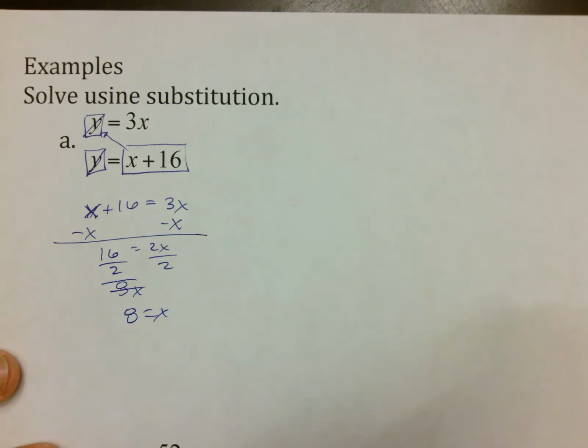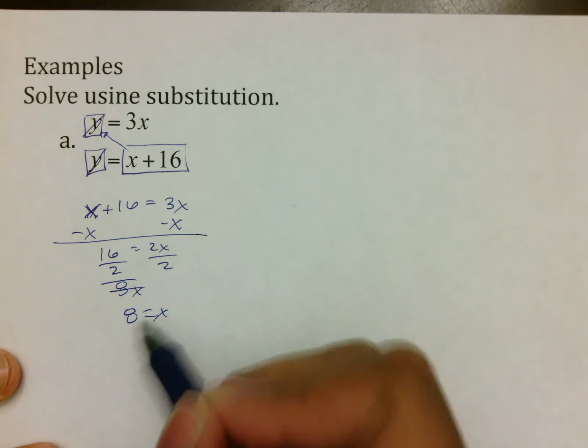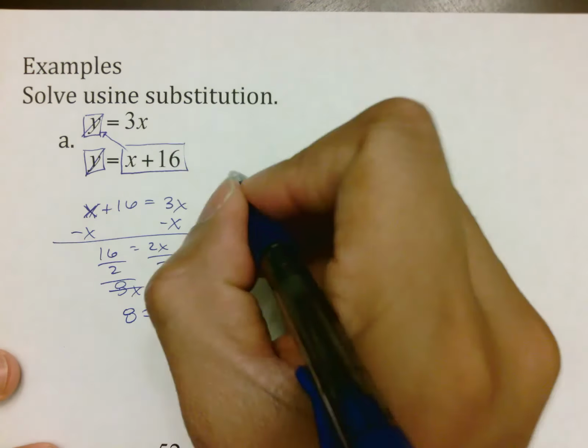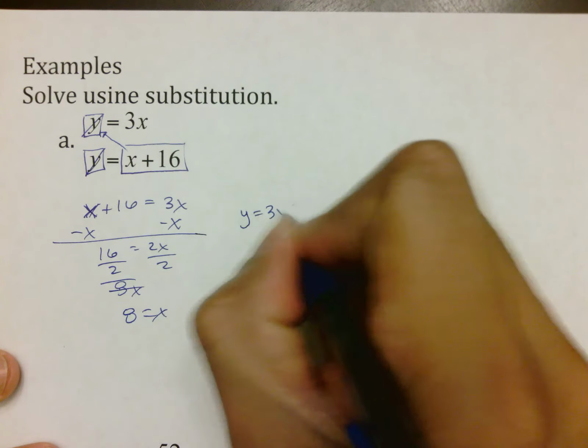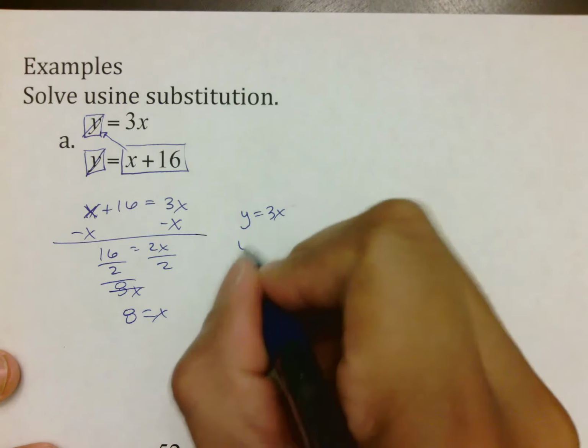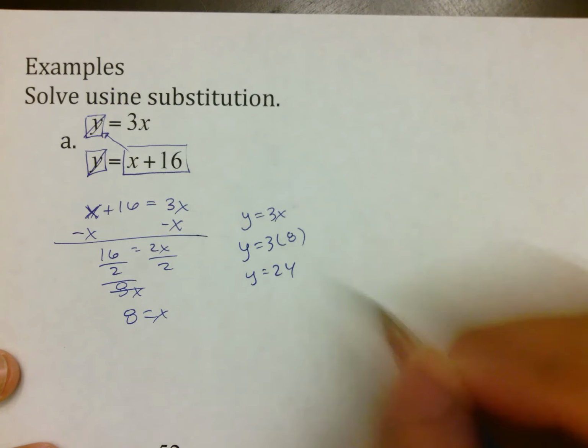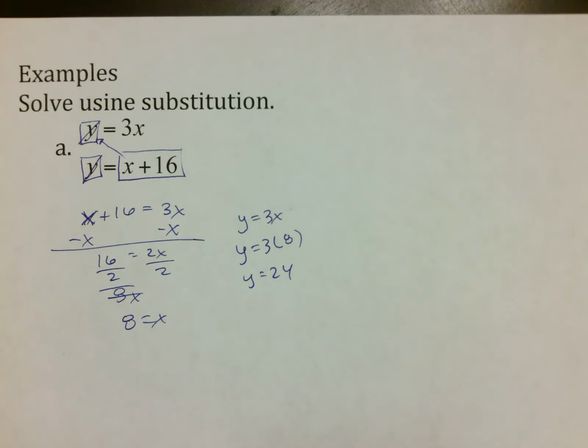8 is equal to x. And now that we know x, we can go back, because now that we know every x is 8, we can go back to one of these things, rewrite our original equation, y equals 3x, turn our x into 8, and get the answer of y equals 24. That is solving by substitution.